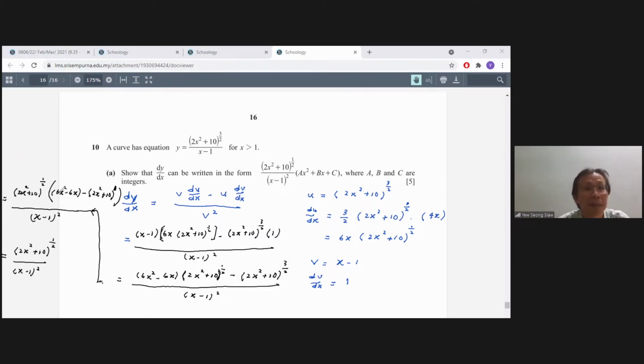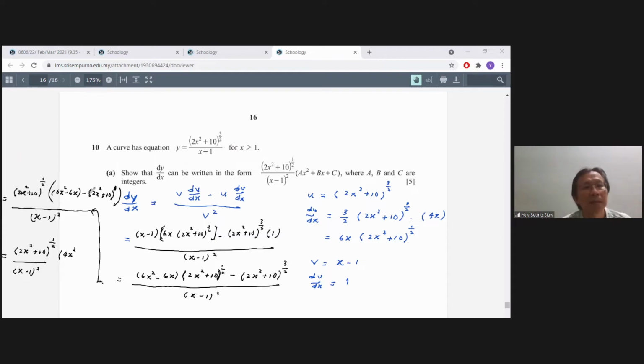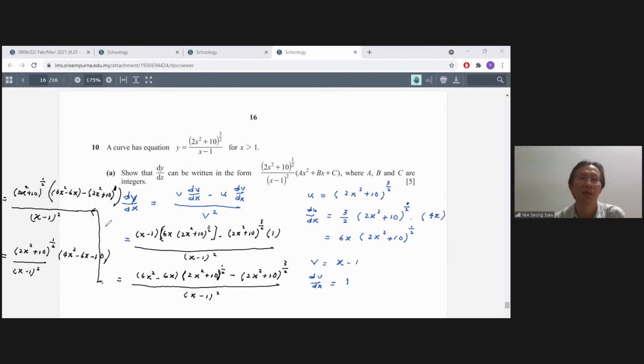And this side, 6x squared minus 2x squared. So 6 minus 2 is 4, 4x squared. That's 6x, minus nothing here, so it's still 6x. Minus 10. Yeah, minus 10. So this is the answer. This form is same as this form, ax squared plus bx plus c. So it's 5 marks.